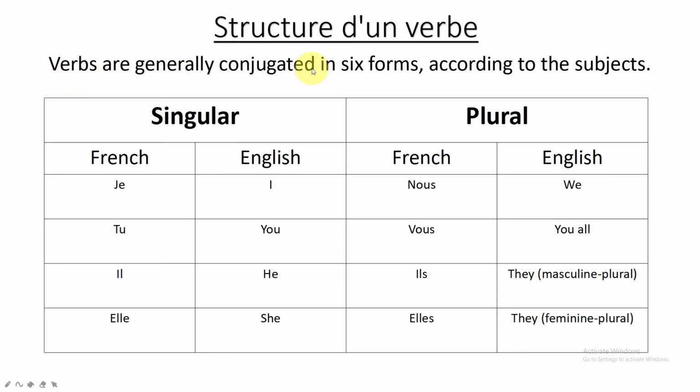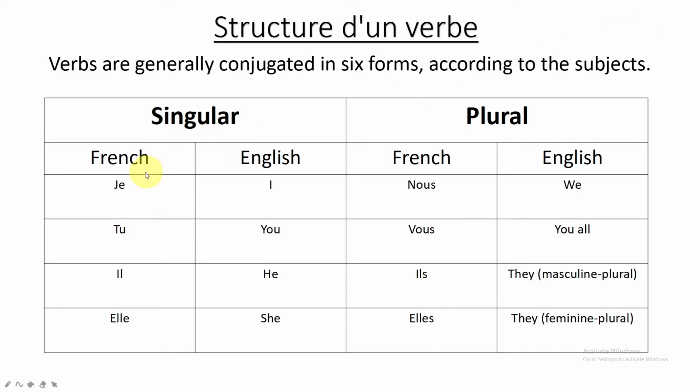Verbs are generally conjugated in 6 forms, according to the subjects. So I've made a video about the pronoun subjects. So we'll have all the different types of subjects, all these ones. So please look on your top right corner of your screen if you want to watch the video.